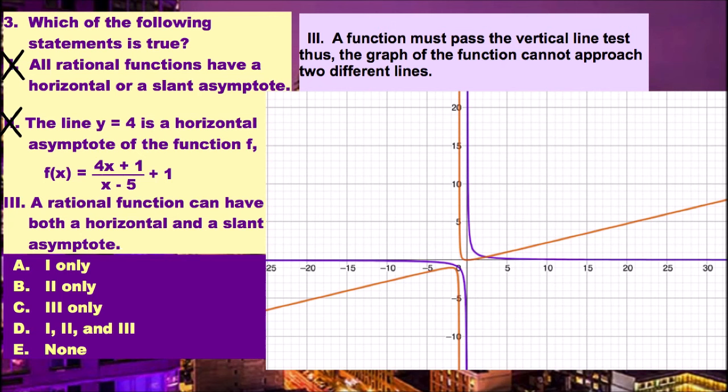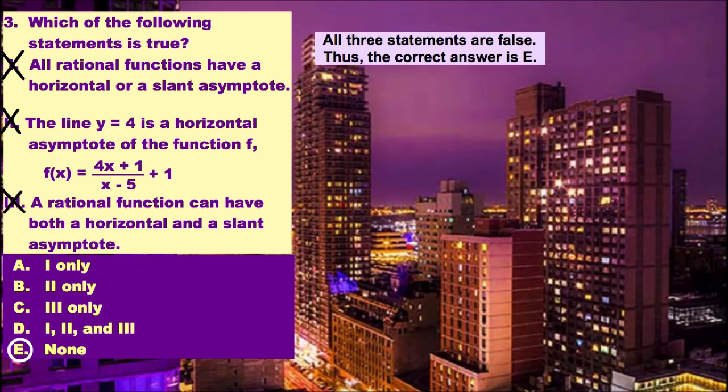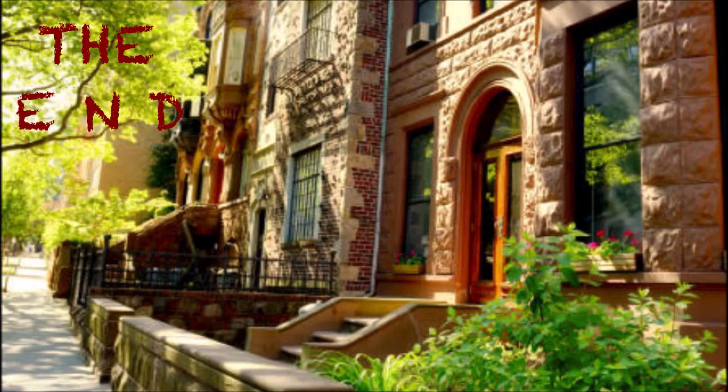Statement 3. A rational function can have both a horizontal and a slant asymptote. A function must pass the vertical line test. Thus, the graph of the function cannot approach two different lines. Statement 3 is also false. All three statements are false. Thus, the correct answer is E, none. The end.